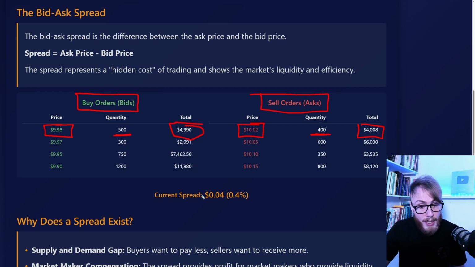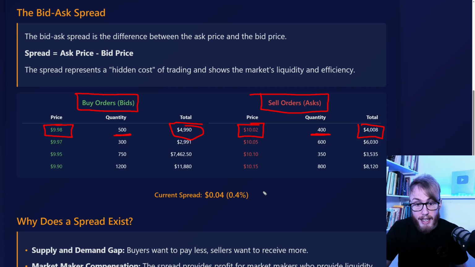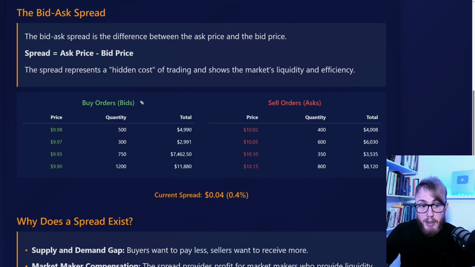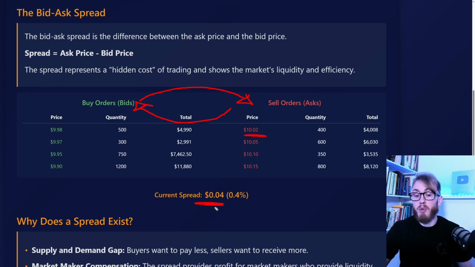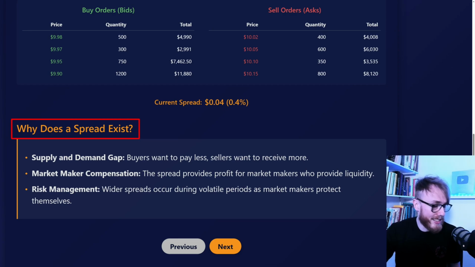So now the spread here is basically the difference. So the difference between 10.02 and 9.98. So 10.02 minus 9.98. What is that? Well, that is basically 0.04 or 0.4%. And this spread we actually need to think about as a cost. Because let's say that we buy from the sell side for 10.02 and then we immediately sell it to the buyers, then we will actually lose $0.04 or 0.4%. That is very important.